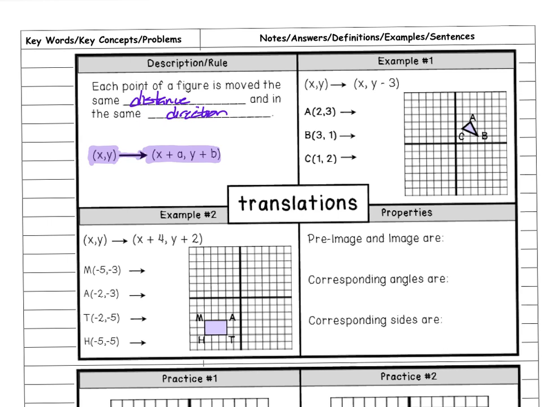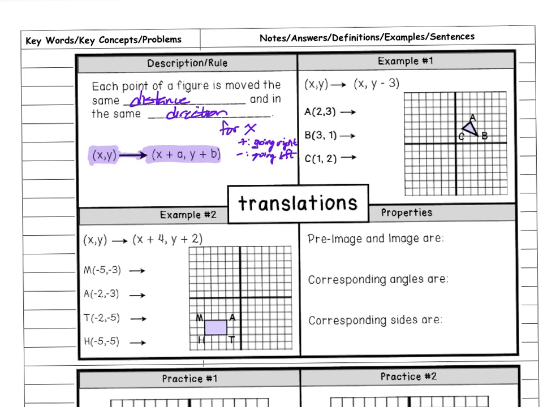So for x, if I'm adding, I'm going right. And if I'm subtracting, I'm going left. So I'm either going forward or backwards on my x-axis, right?